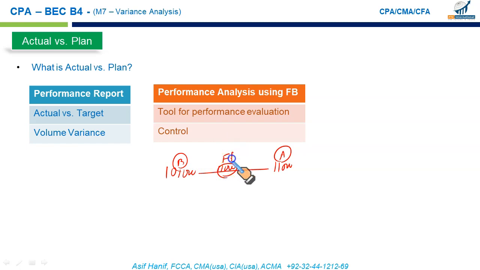Now we compare a flexible budget of 11,000 units with the actual results of 11,000 units, and this will reveal the difference, the actual variances. So this is called the flexible budget. We use it for the performance evaluation purpose, for the cost controlling purpose.